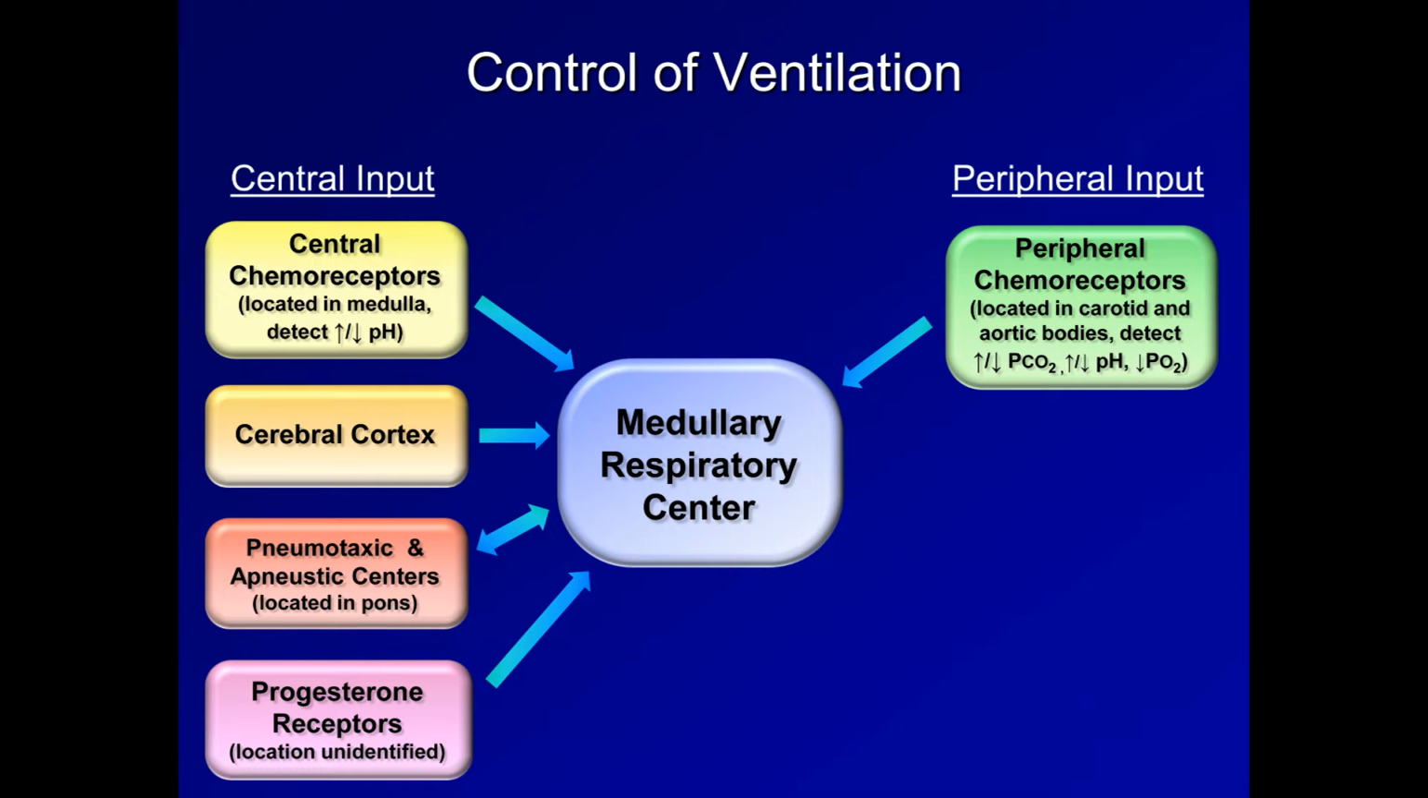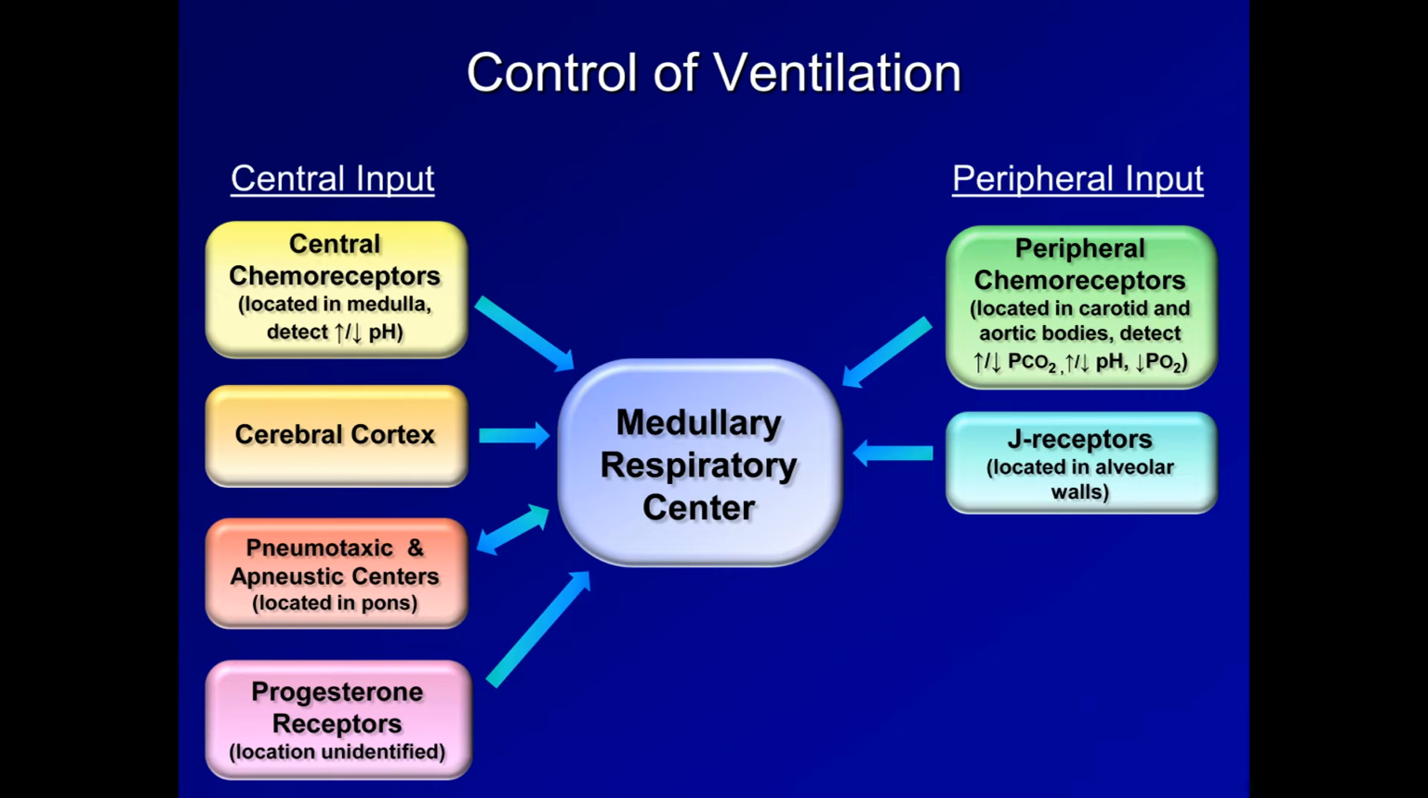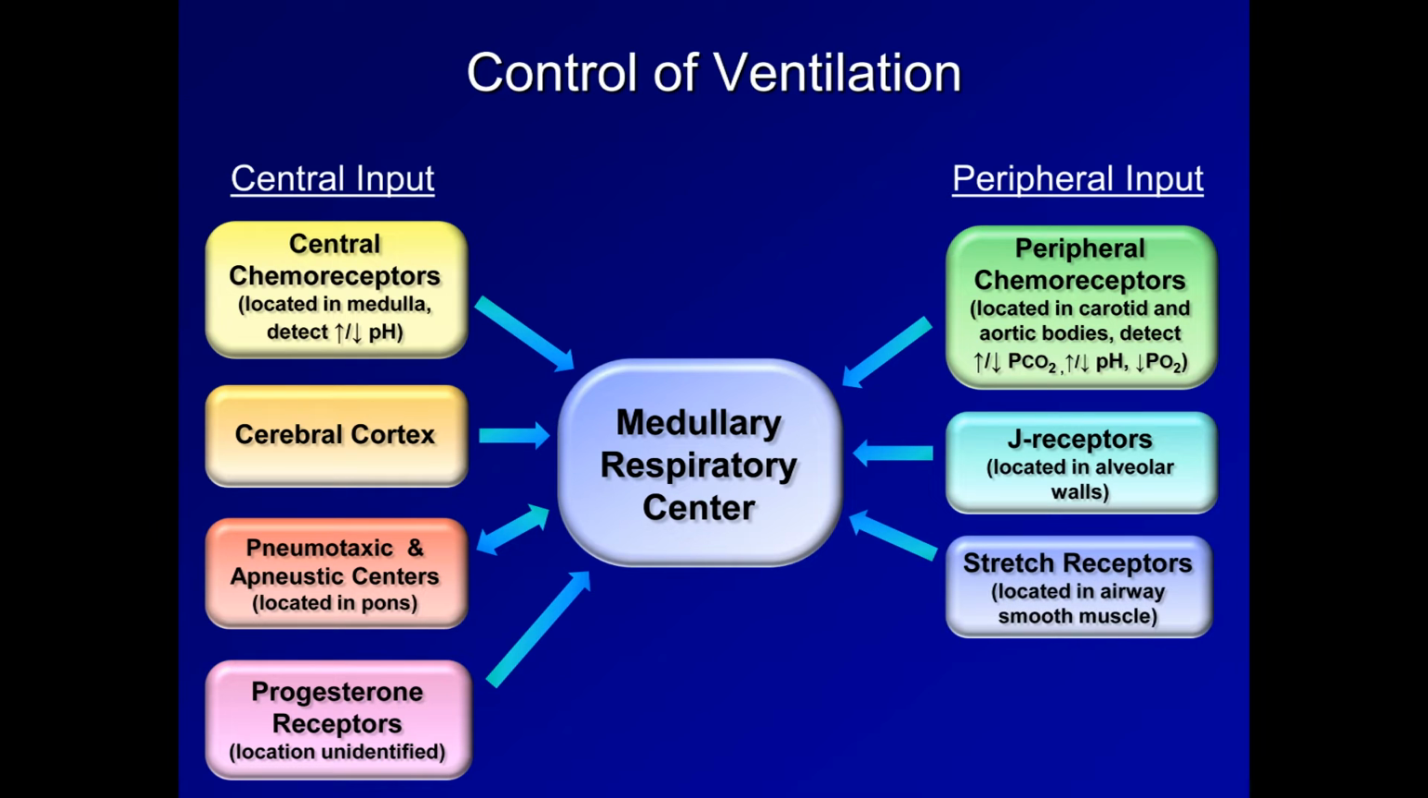While much less important, there are other peripheral receptors. Juxtacapillary receptors, more commonly referred to as J receptors, are present in the alveolar interstitium and are activated by pulmonary edema and increased interstitial fluid. Mechanical stretch receptors in the smooth muscle of the airways initiate a decrease in respiratory rate in response to overdistension, a process known as the Hering-Breuer reflex.